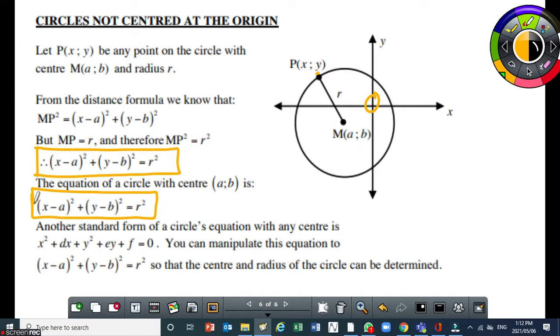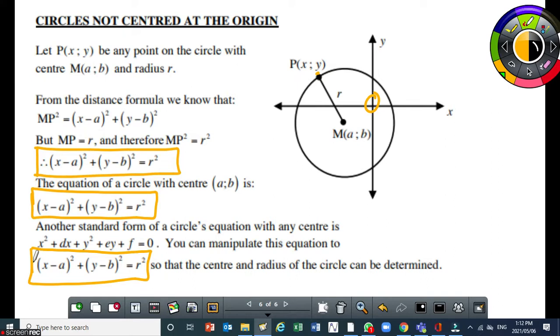Okay? Now, the concept of completing the square is going to be required in some of the scenarios or situations for the equation of a circle. So that's your equation there.